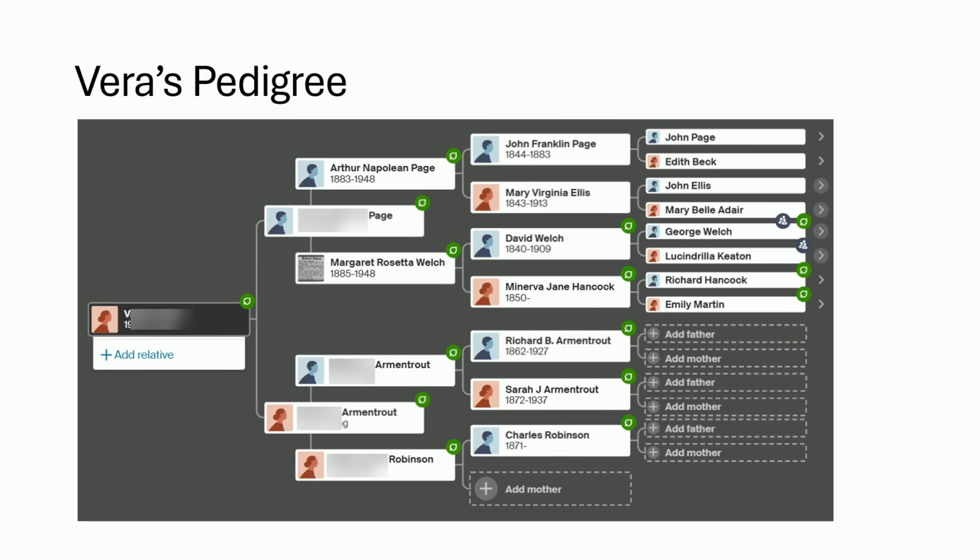So looking at Vera's pedigree again, we can see Minerva Jane Hancock there with the potential parents that I had put for her, Richard Hancock and Emily Martin. And now I can verify that and try to find connections in the documentary research to see if that cluster of Hancock matches is giving evidence for this parent-child relationship between Minerva Hancock and Richard and Emily.